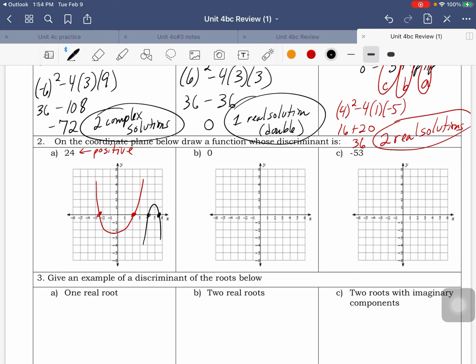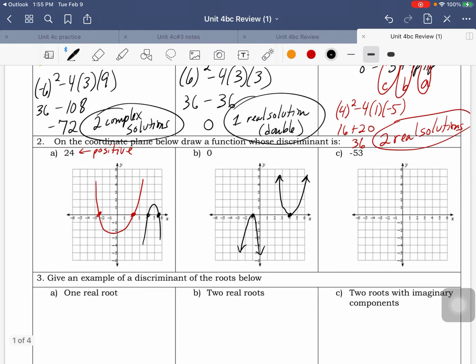Second one, this means that it's 0. 0 means it touches the x-axis just once. So it could be a graph. I'm just going to draw a point there like a vertex. Only your vertex touches the x-axis. So it would look like this, a vertex. So one of those two graphs is great.